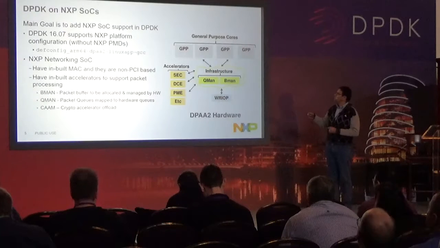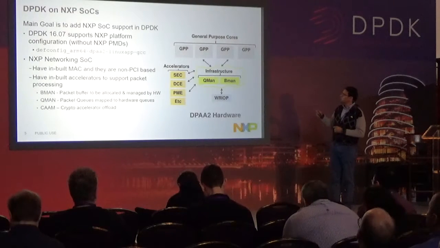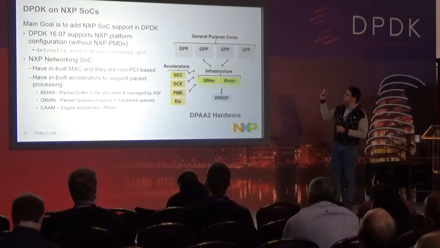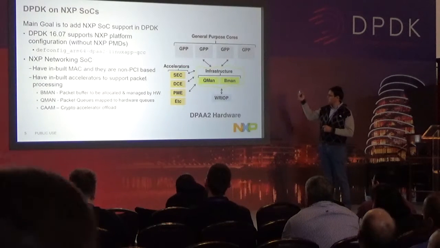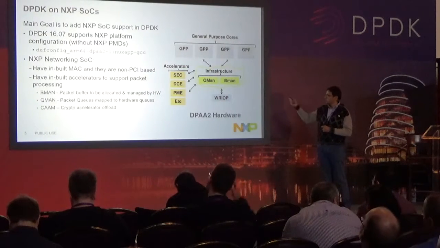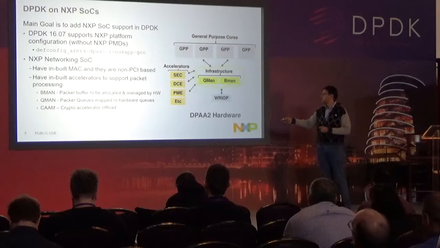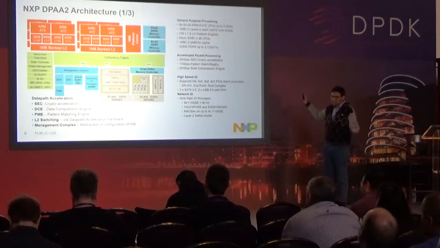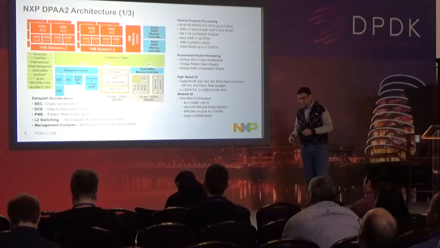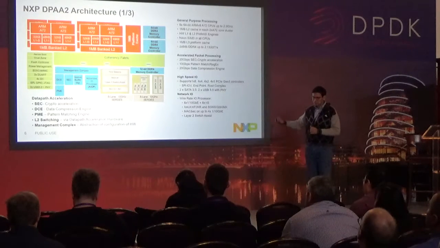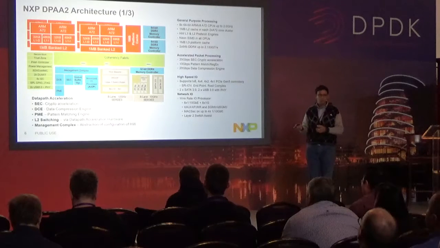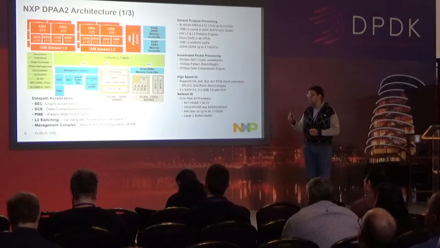So this is more of a 10,000 kilometer view of what I'm talking about right now. We have the cores, and there is the core area of the queue and the buffer managers, which in turn talk to the accelerators and the WRIOP, which is the wire rate IO processor. This is the big view, and nobody needs to go into detail, but it's essentially the QorIQ brand, which Freescale, which is now NXP, sells.